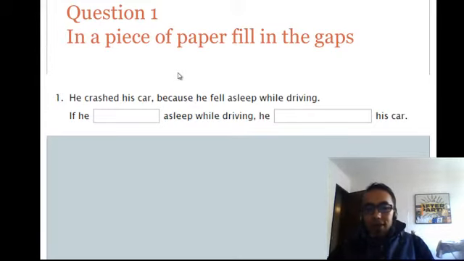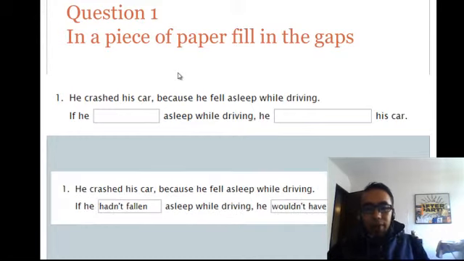Well, the answer is, he crashed his car because he fell asleep while driving. If he hadn't fallen asleep while driving, he wouldn't have crashed his car. So you see, in this case we use the auxiliary have in the past, if he hadn't fallen, and for the consequence we use the auxiliary wouldn't plus have in the present. So this is the idea. We are going to continue with the second question.